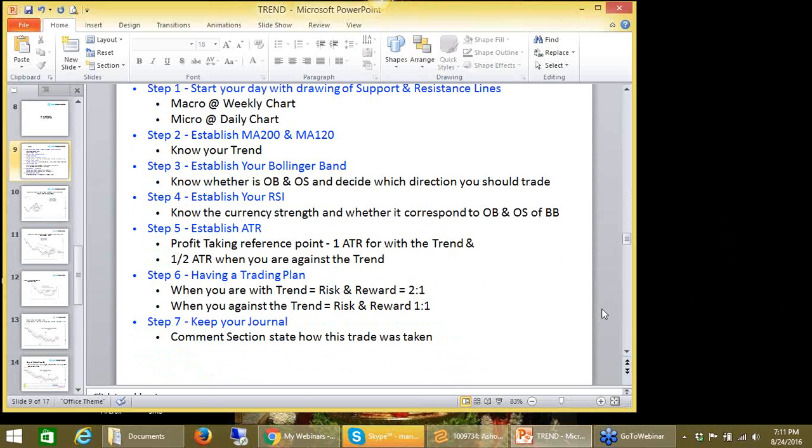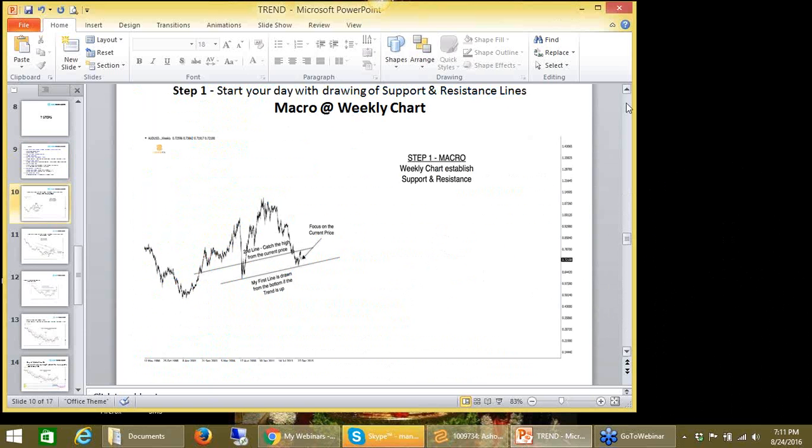Now I am going to go through step number 1. This is step number 1, macro view. Macro view means weekly chart. We take a weekly chart, then we connect the points, lower lows, lower highs. This one is the higher lows, higher highs. Once we connect these 2 points, we can get the trend line.